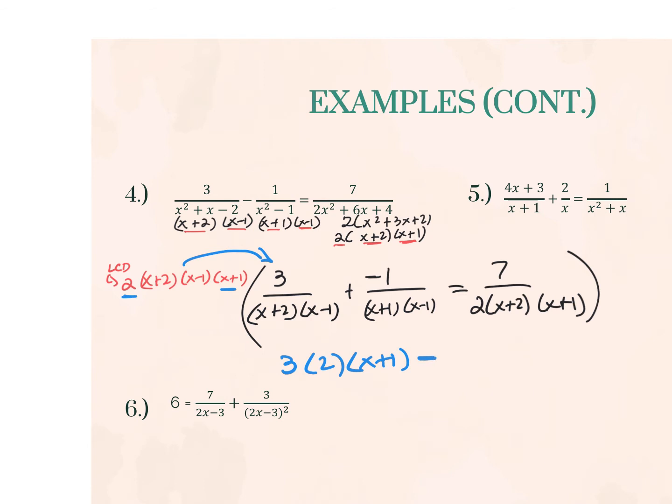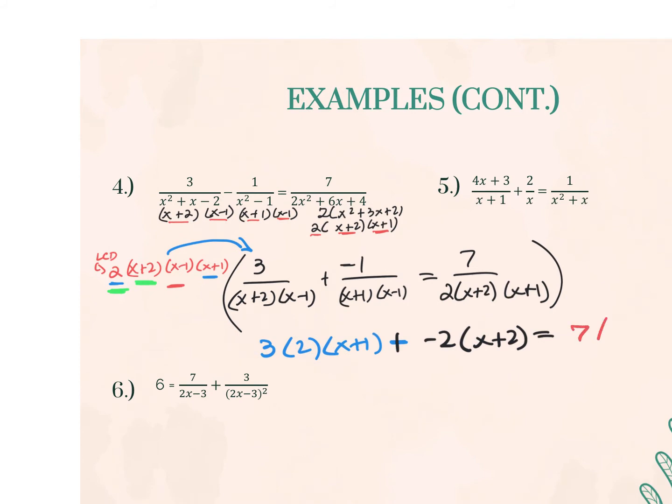Then the next one, I'm going to see what it's missing, and the next one is missing the 2. It's also missing the x plus 2. So when I multiply 2 times -1, it'll just be, let's do that, plus -2 times x plus 2. Then the last one, it's only missing the x minus 1. So 7 times x minus 1.